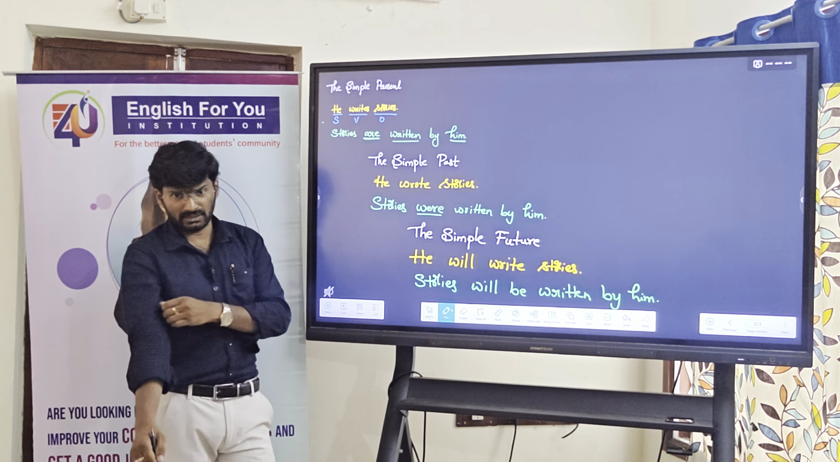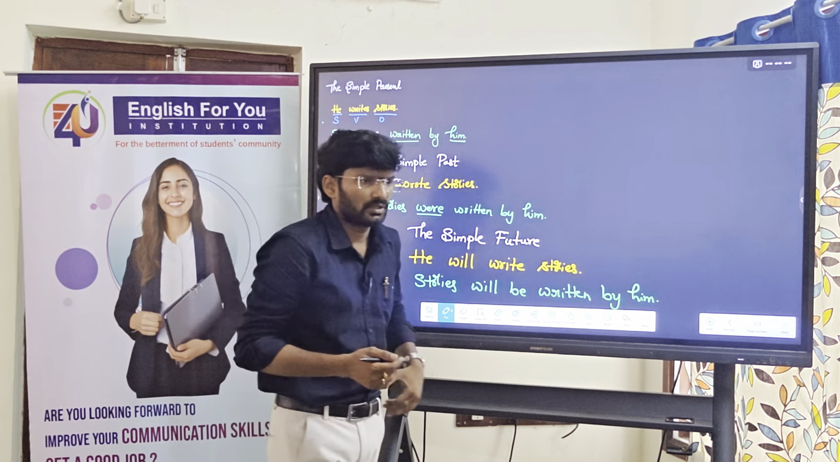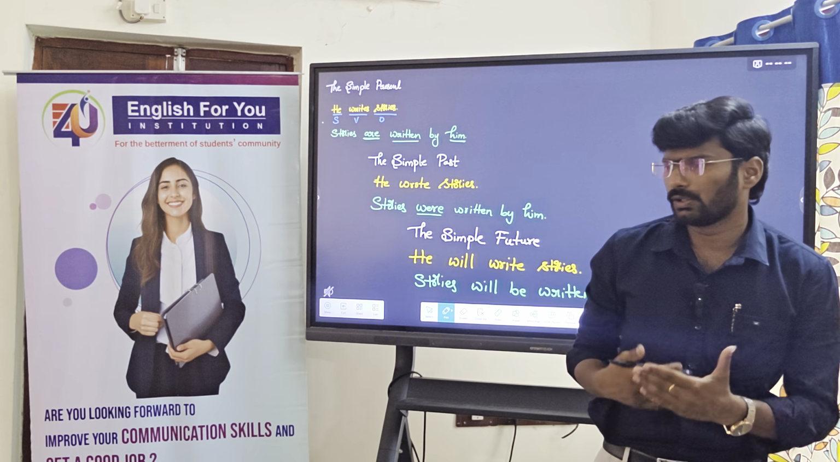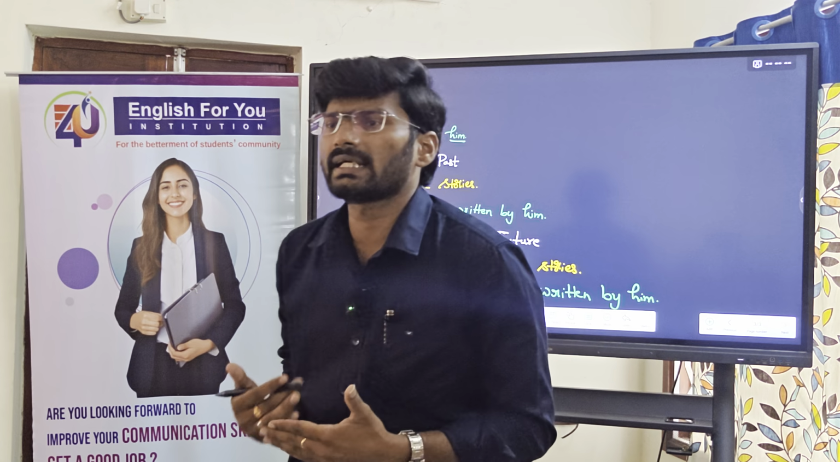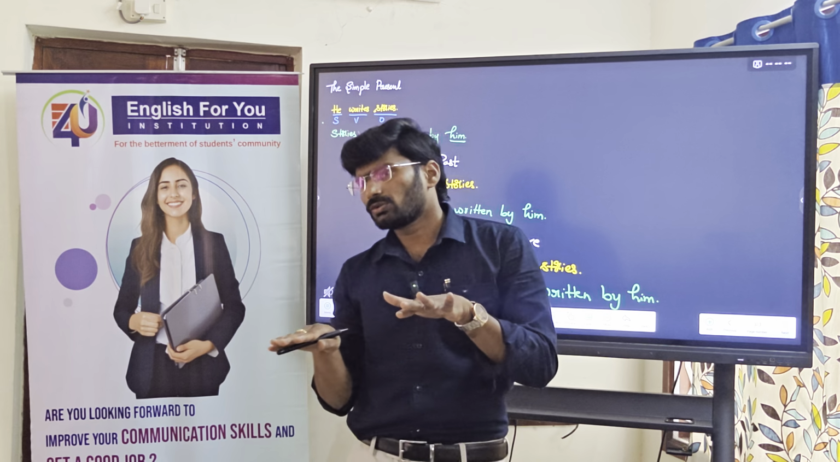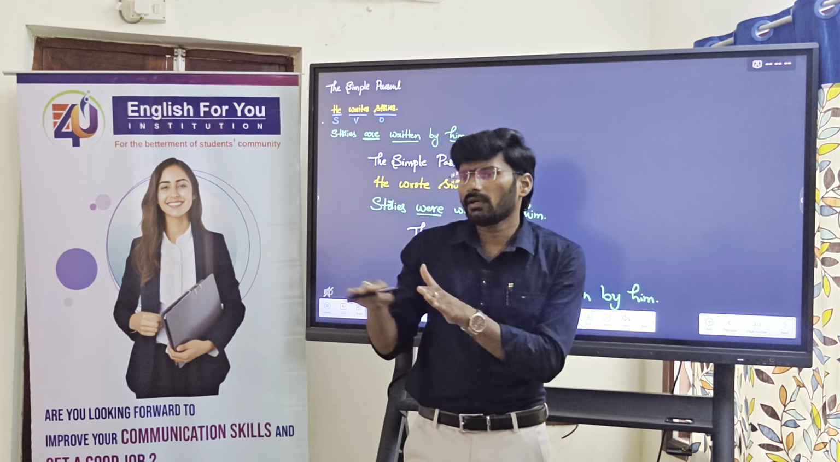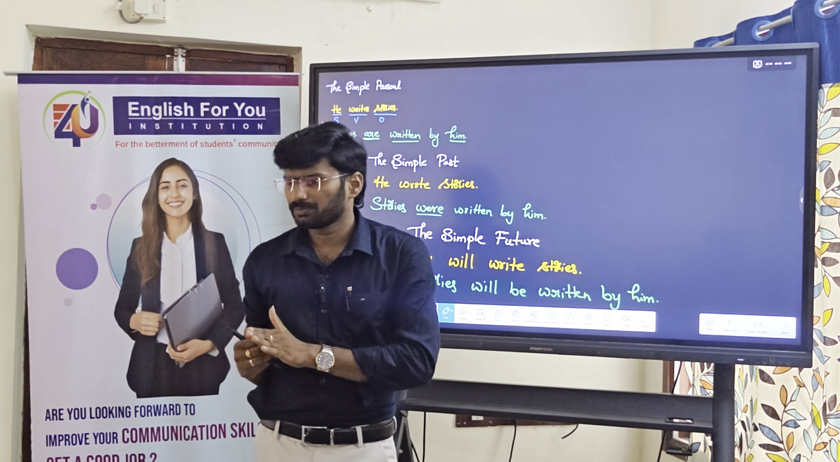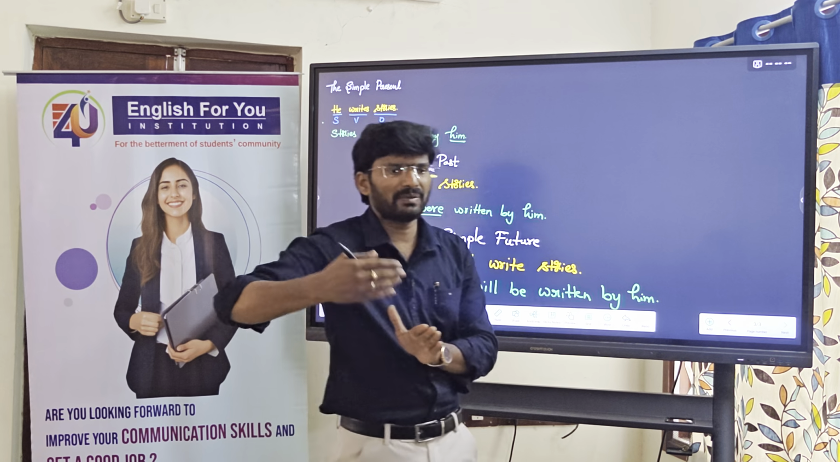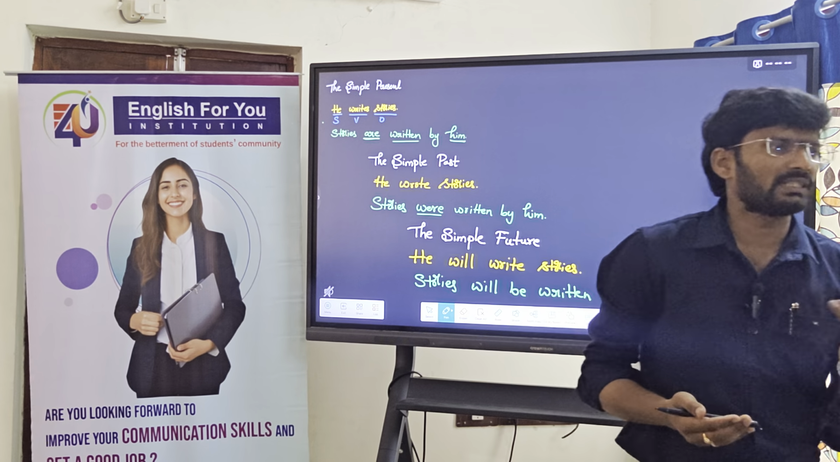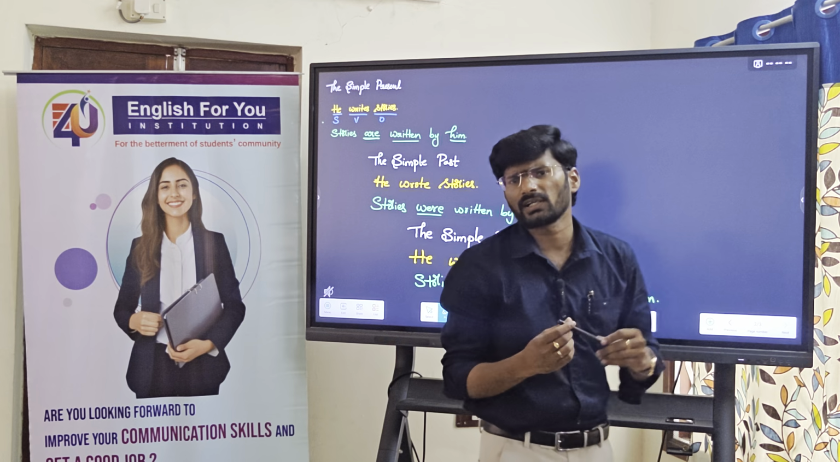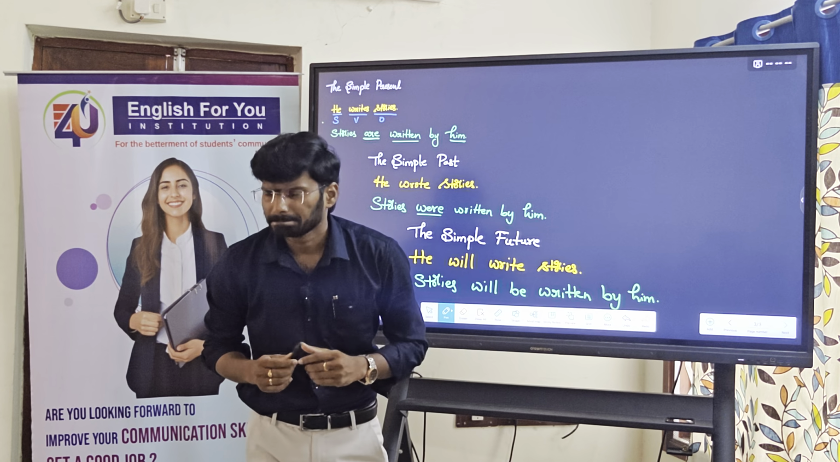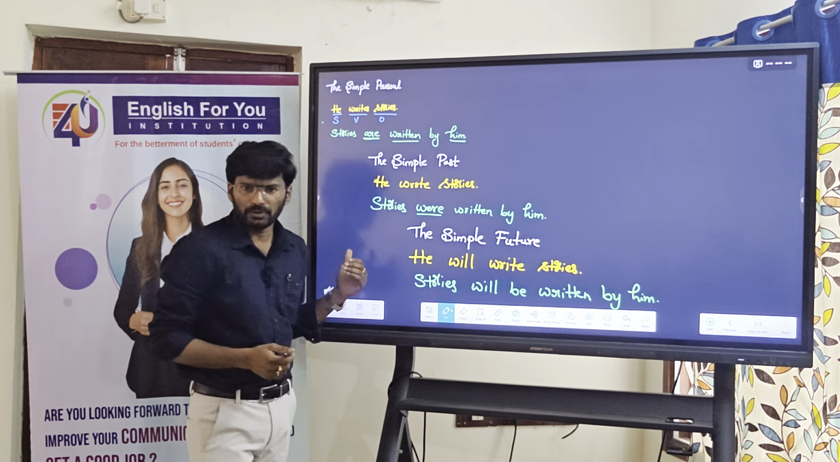That's the reason I told you many times, helping verbs play an important role. It changes the tense, it changes the voice also. It is useful to frame the questions. It is useful to frame the negative. It is useful to change the tense, everything. That's the reason it is the heart of English. Okay, hope you have understood.